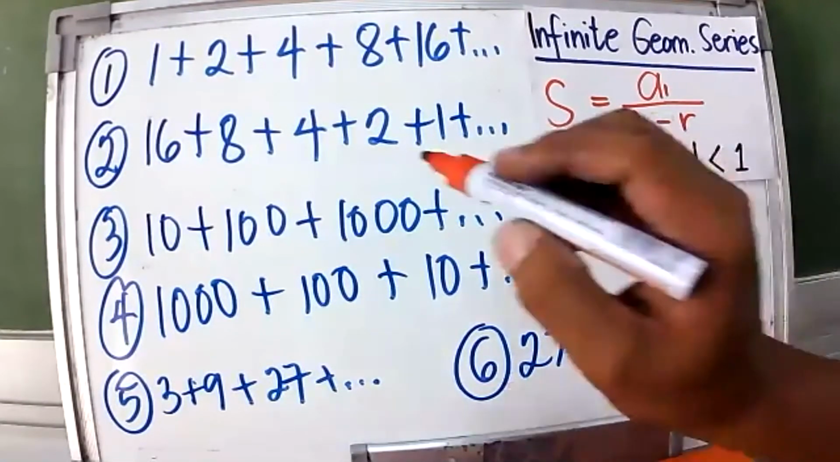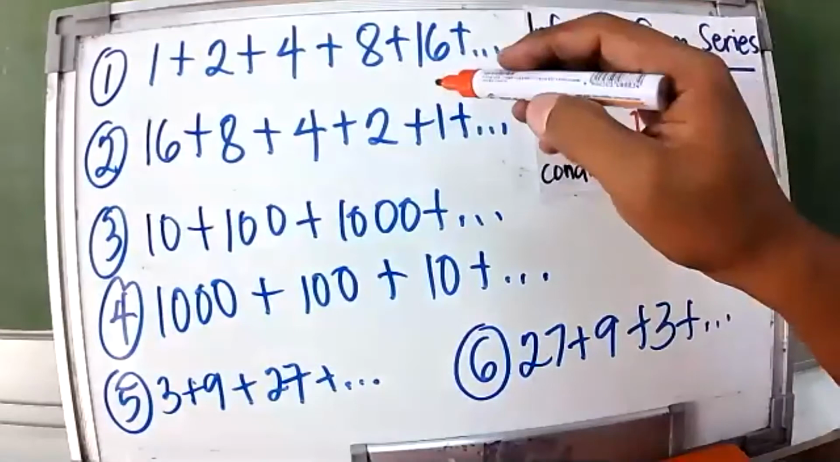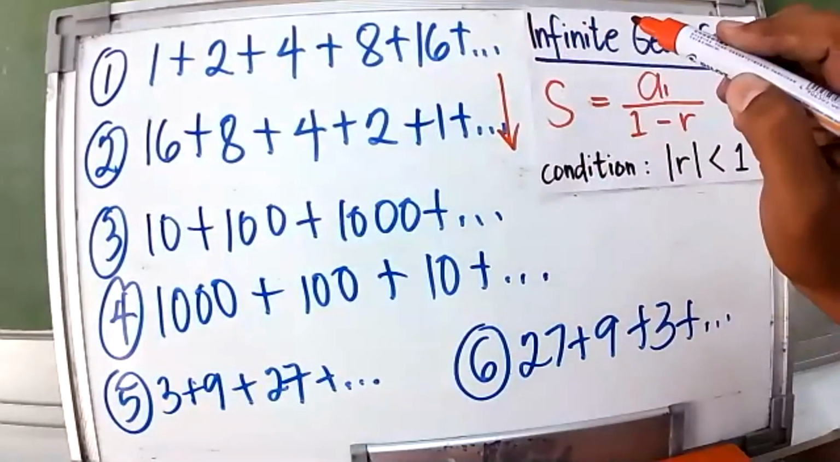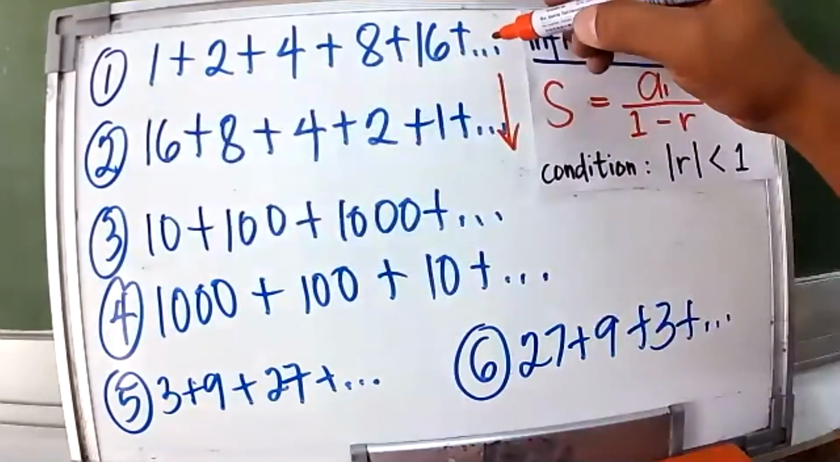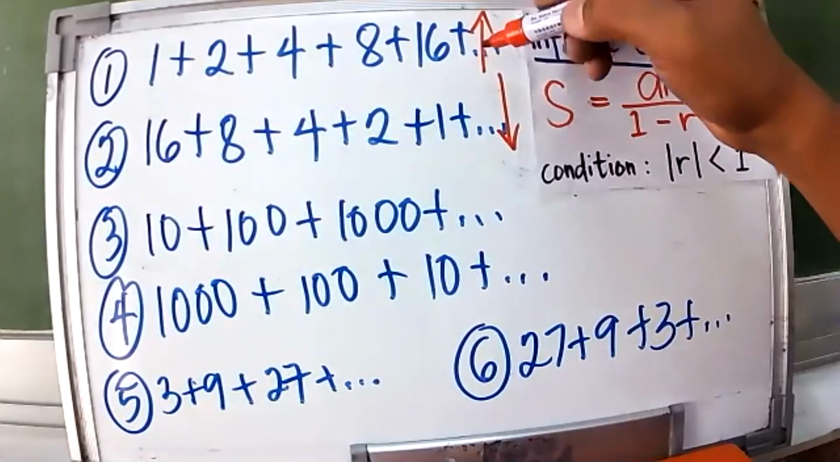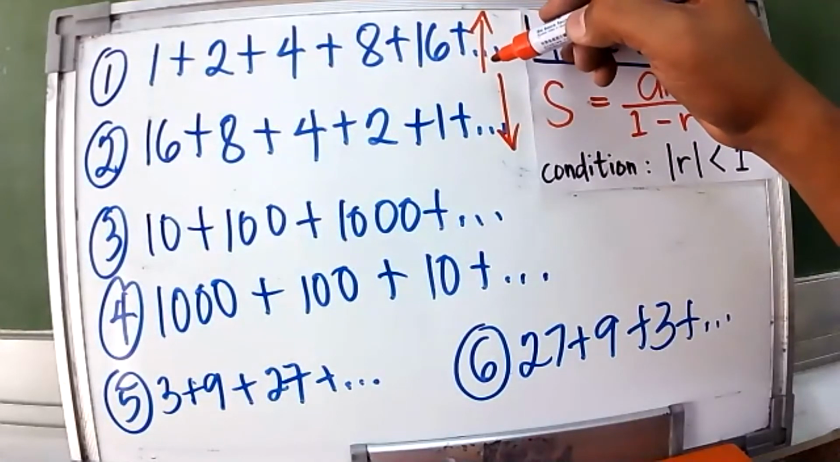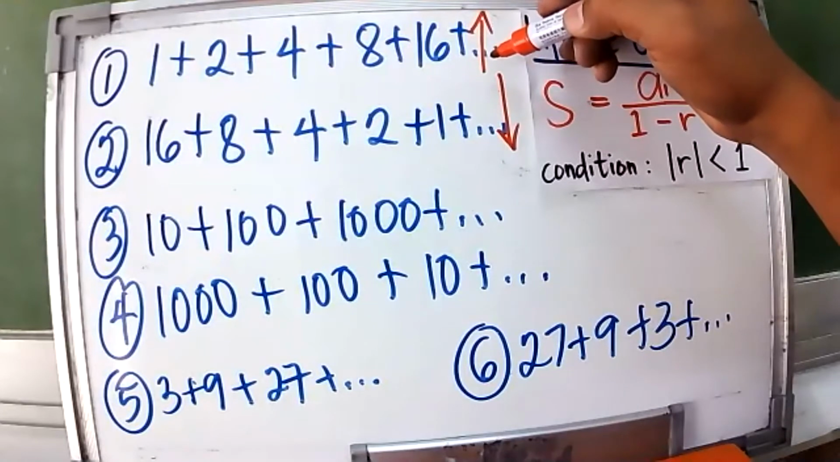Smaller po. It's smaller and smaller. Ito decreasing. Kung napapansin niyo, this is decreasing. Okay? Ito naman, this is increasing in number. So if it is increasing in number, remember, you will just get tired of adding all the numbers because you will not get the sum.